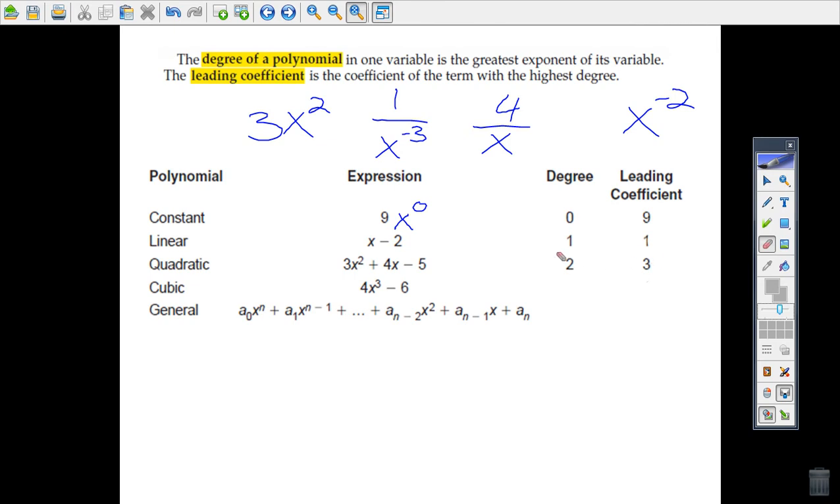3 and 2. How about the cubic one? What's the degree? 3. And what's its leading coefficient? Leading coefficient would be 4. And that completes the table part. And then let's do a couple for practice and see if you get it.